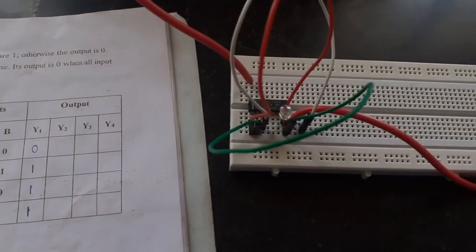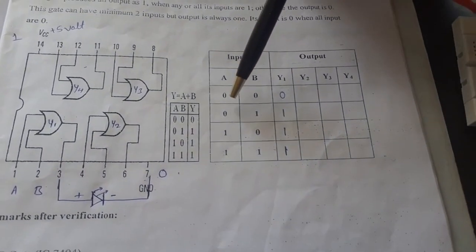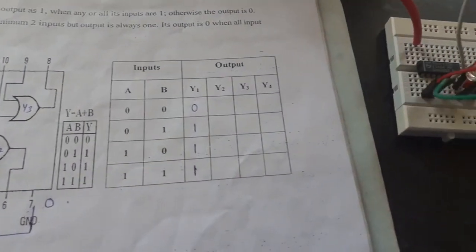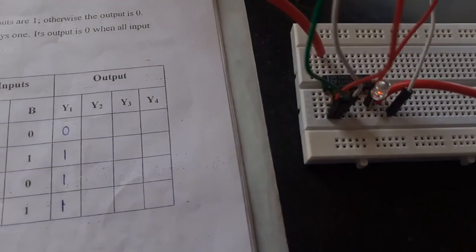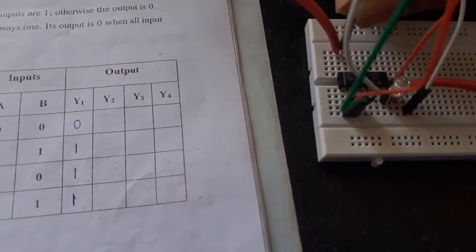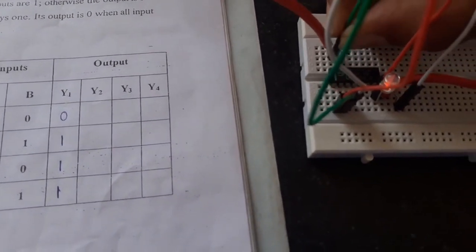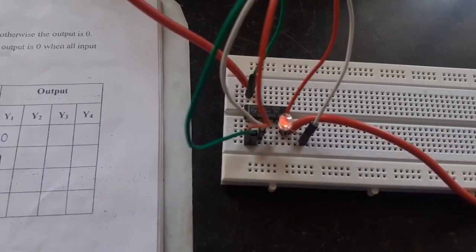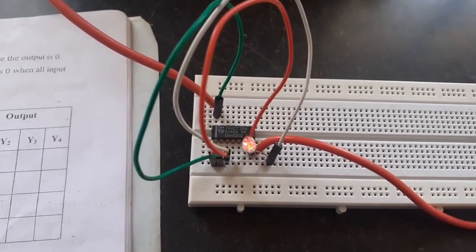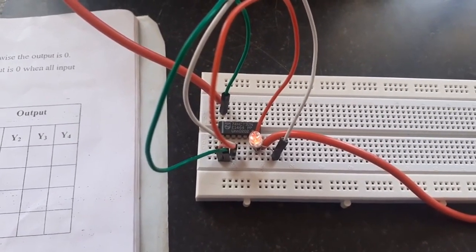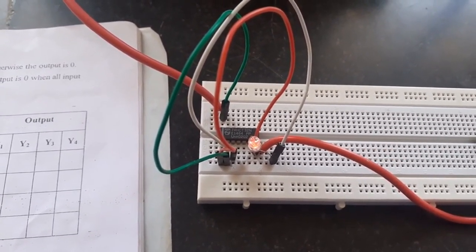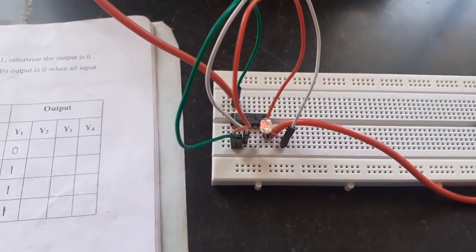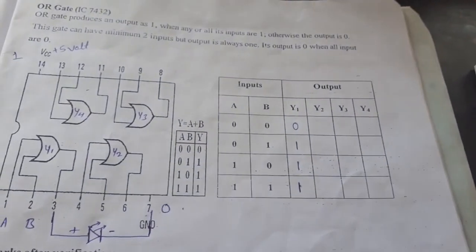Now I will move to the second combination, that is A is 0 and B is 1. Now I will take the green terminal. Now it is glowing. Now I will connect this pin to the 14th pin. See here, A is 0 and B, that is the green terminal, if I connect it to the 14th pin, the LED is still glowing.